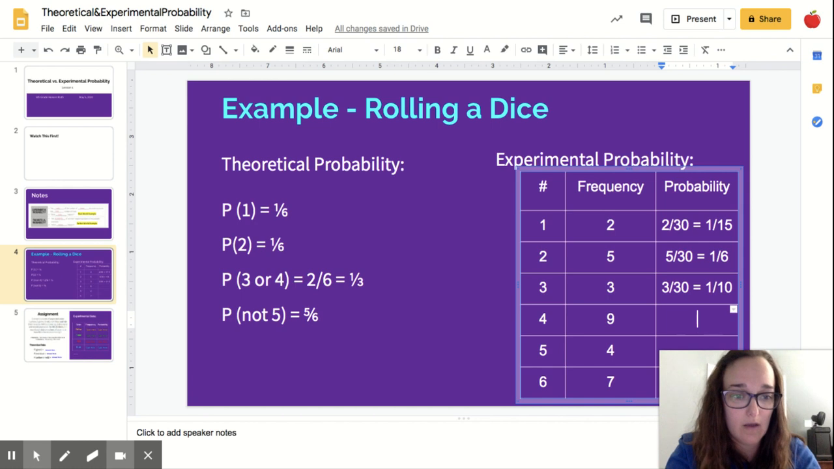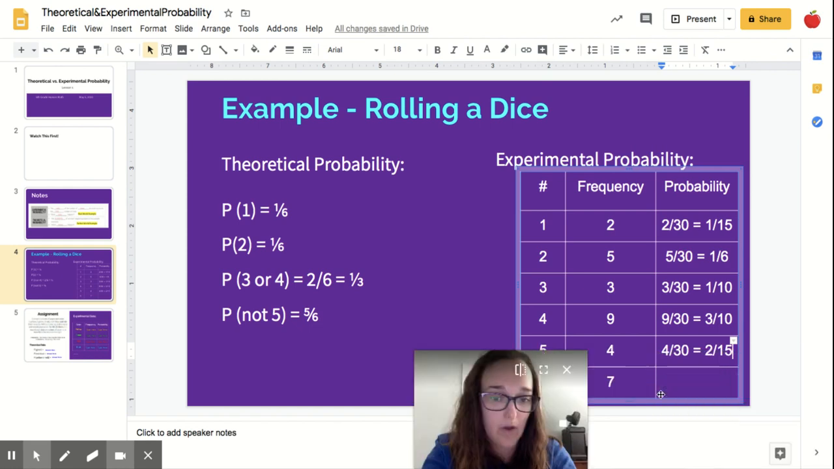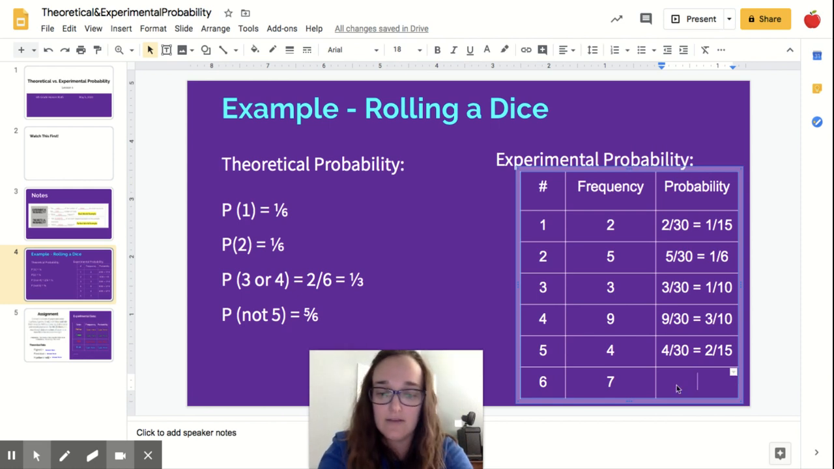Let's see. 4 was 9. Oh, wait. 9 out of 30, which would simplify to 3/10. 4 out of 30 would simplify to 2 out of 15. I know you can't see that, but when you get to your slides in a minute, all of this is going to be on there. Oh, here we go. I can move it now. And then for 6, I had 7 out of 30, which cannot be simplified.